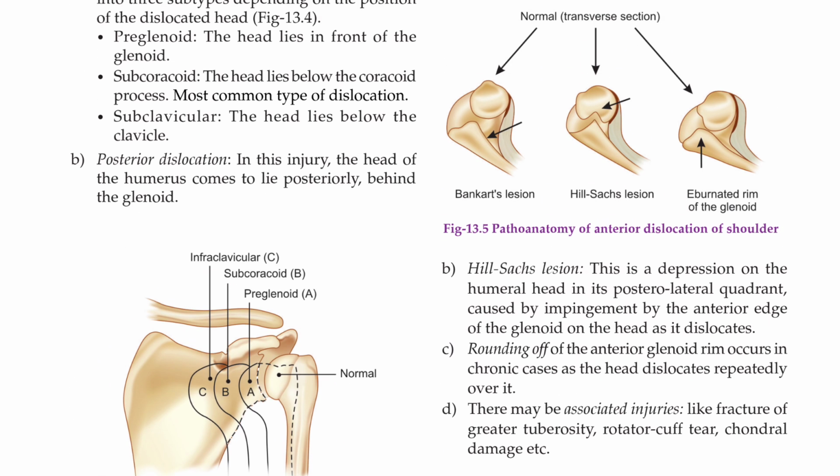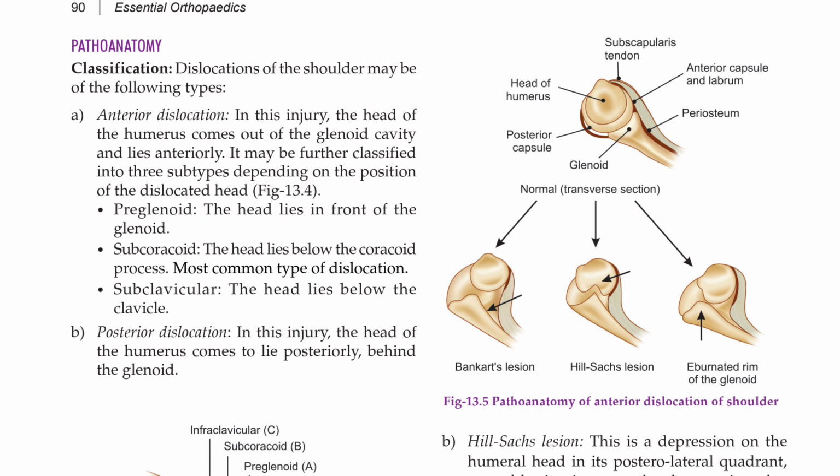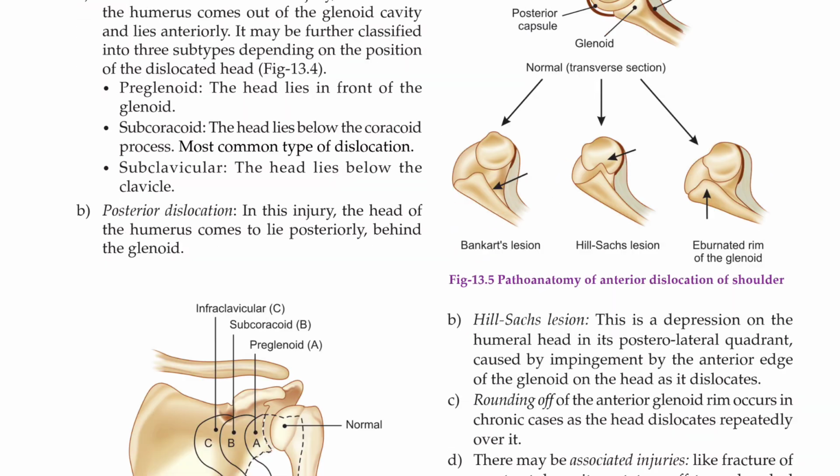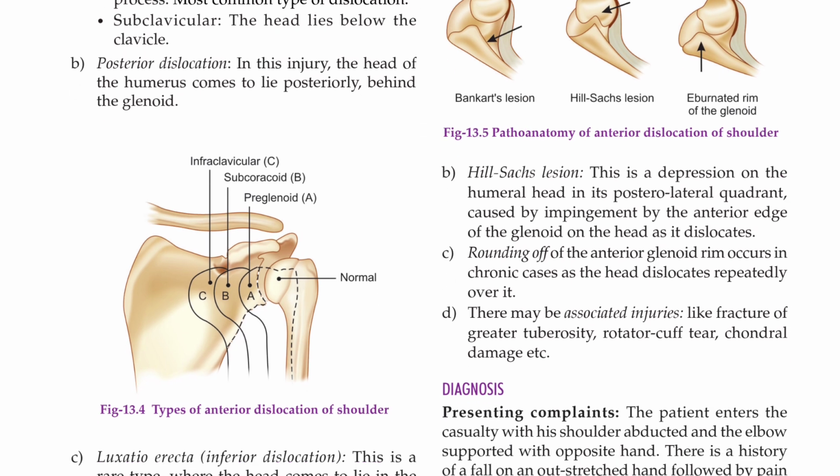As you see, the subscapularis tendon is there, anterior capsule and labrum, periosteum, glenoid, posterior capsule and head of humerus. The Bankart lesion is like this, the Hill-Sachs lesion is this, and the everted rim of the shoulder is like this. So this is the pathoanatomy of anterior dislocation of shoulder.